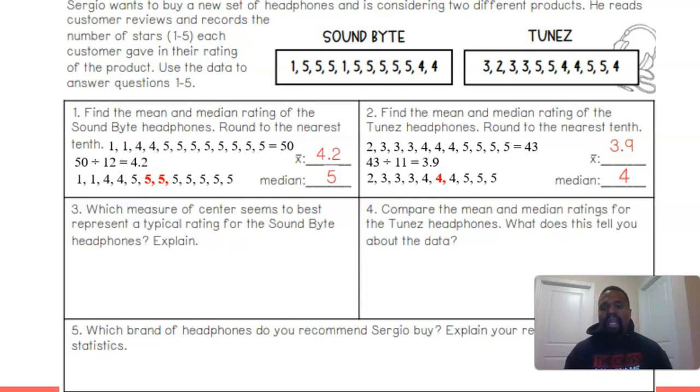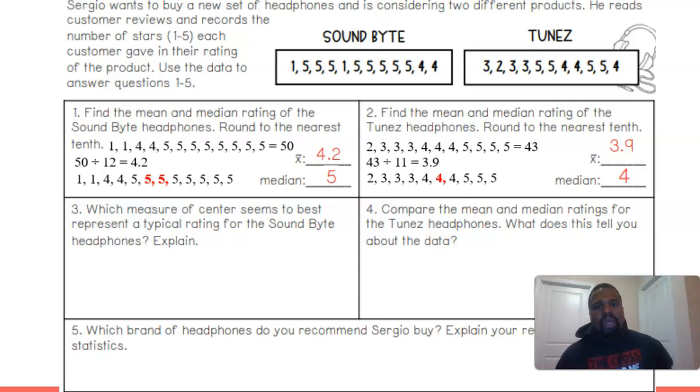So a typical rating will be a normal rating, a usual rating that you'll get. If I'm looking at Soundbite, look at the usual ratings. Really a 5 and a couple 4s. So 4s and 5s are your usual ratings. Those are higher because you're looking at between 1 to 5. So 4 and 5, okay, I'm right there.